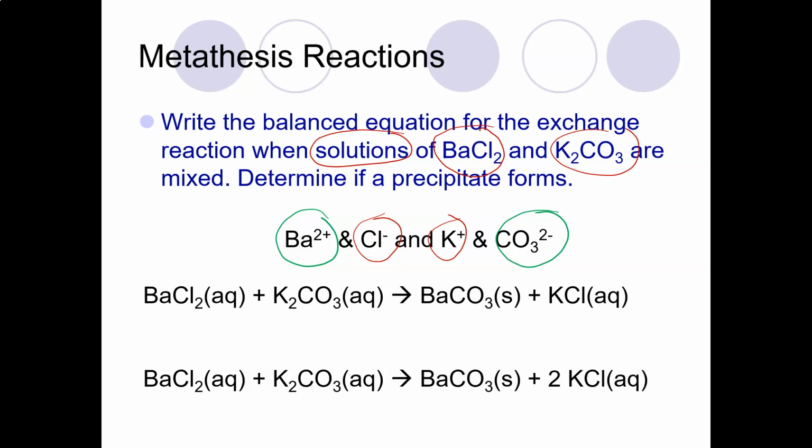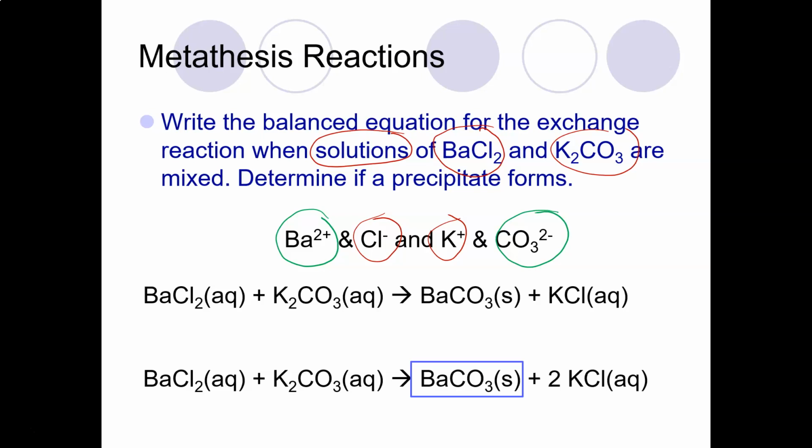But the last step was, does a precipitate form? And then I'm asking you, if so, which one is it? So what do you think? Yes or no? Does a precipitate form? Well, we're looking for a solid. Did we make a solid? Yep. And the one that we made was barium carbonate. So that's our precipitate. This was a precipitation and a metathesis reaction.